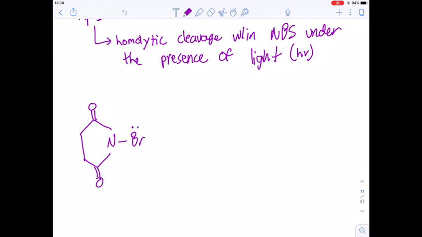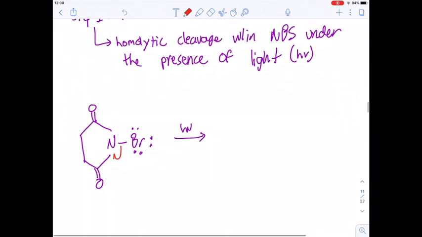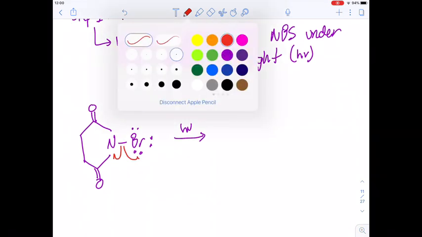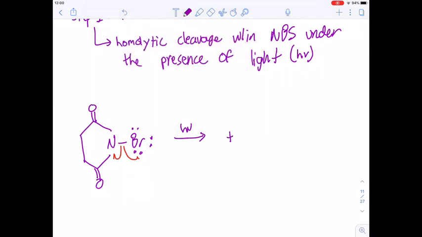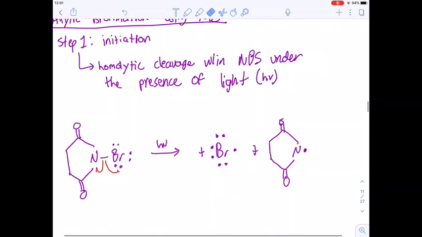So here is NBS, and I do think it's really, really important to know the structure of NBS because he usually asks for it on the final. So NBS under hv, and what's going to happen is that the N is going to take 1 electron and the Br is going to take the other electron, and this is going to generate your radical Br. So your products are going to be the radical Br and the radical N in your NBS.